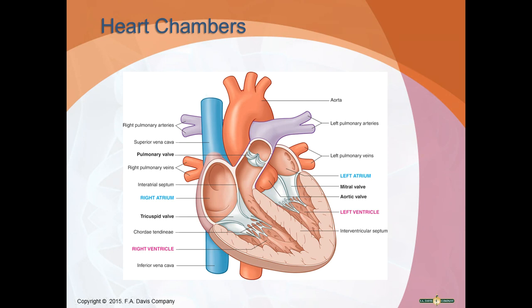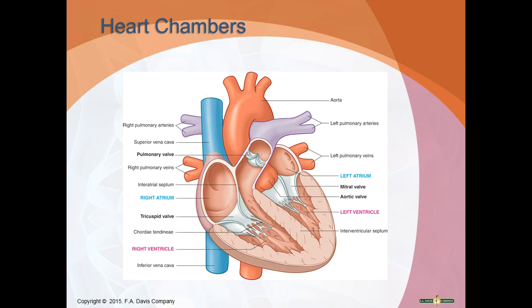So the ventricles receive blood from the atria, from the chambers on the top, and they pump it either to the lungs or the body. The right ventricle pumps it to the lungs, the left ventricle pumps it to the body, and they're separated by the interventricular septum. This is the interventricular septum right here. It's a thicker wall.